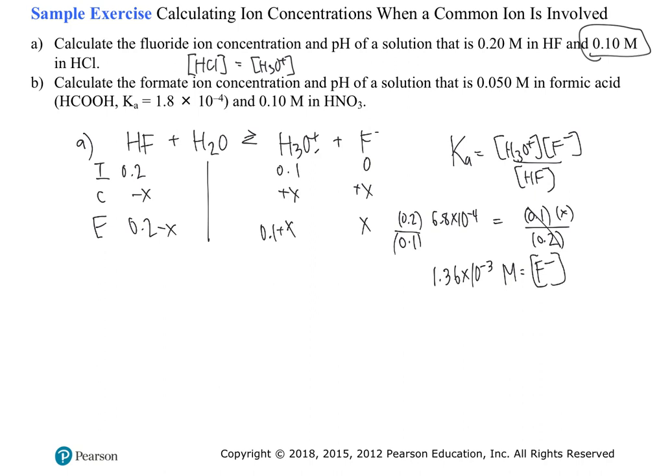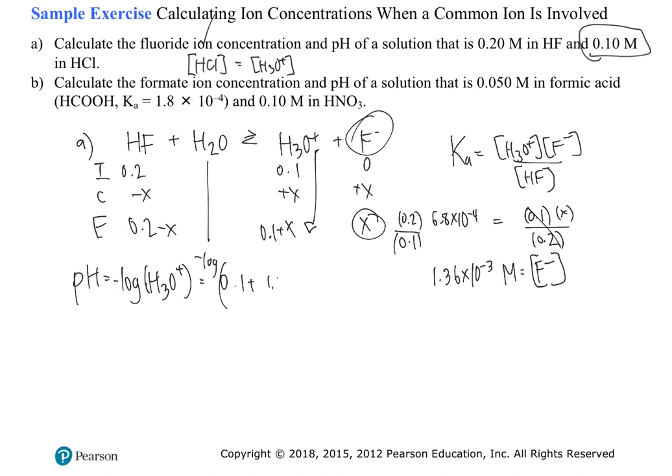Okay, notice hydronium is 0.1 plus that. Fluoride is X. So pay attention to what X actually means. Cool, that's what it asks, what the fluoride ion concentration. It also wants to know pH. So pH is a negative log of hydronium, which in this case is 0.1 plus the X. So we're going to do negative log of 0.1 plus the X, so 1.36 times 10 to the negative third. If you do this, you get 0.994. So pH equals 0.994.